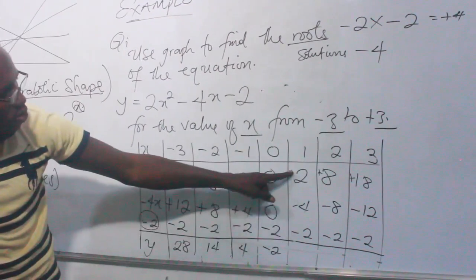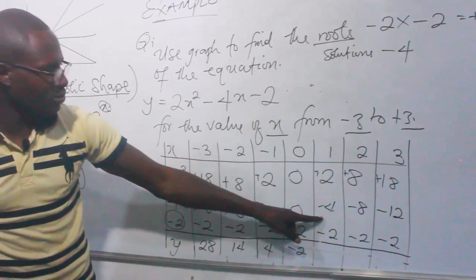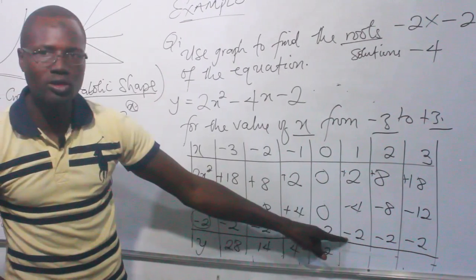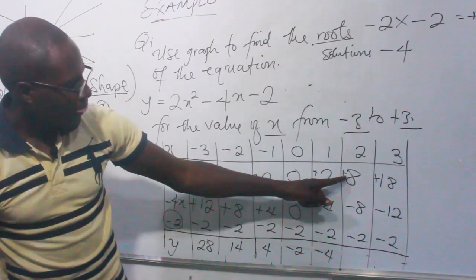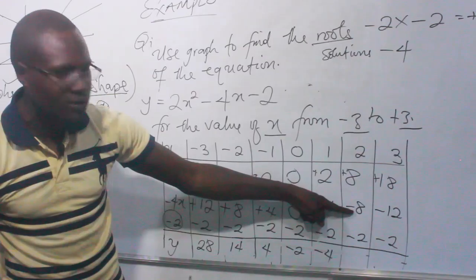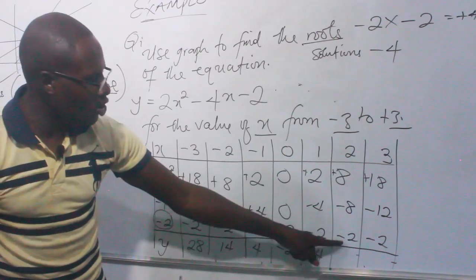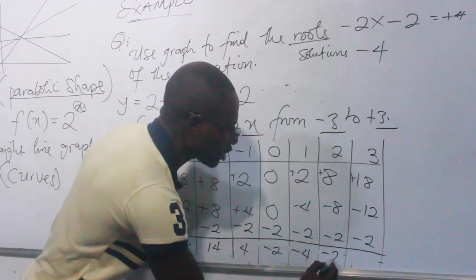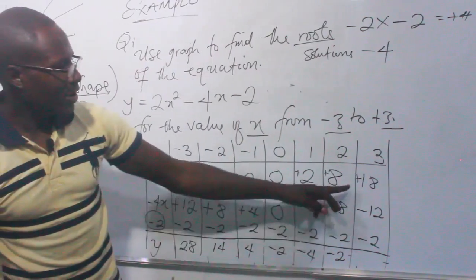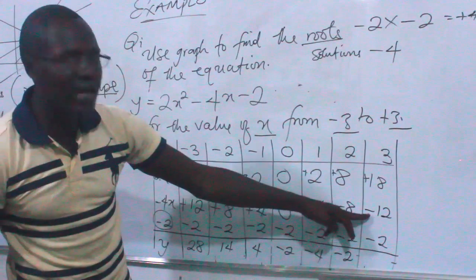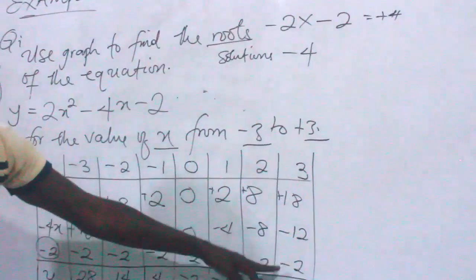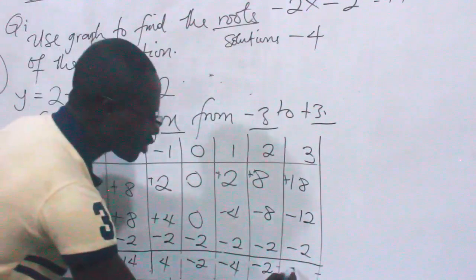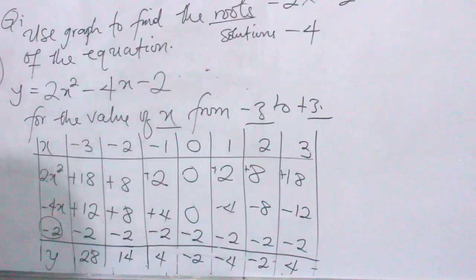So here we have 2 minus 4, which is minus 2. Minus 2 minus 2 is minus 4. Here we have 8 minus 8, which is 0. 0 minus 2 is minus 2. Here we have 18 minus 12, which is 6. 6 minus 2, of course, gives 4.